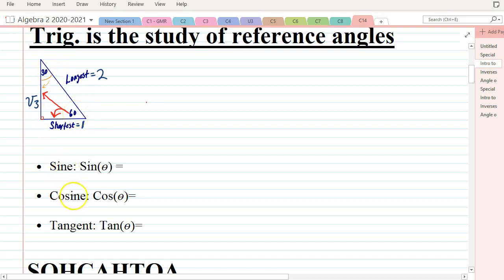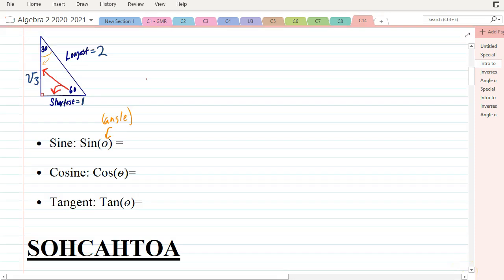Now we say sine, cosine, and tangent of theta. Now theta is an angle, whatever the angle we're looking from. So if I say sine of 30 or sine of 60, that means I'm looking from that angle. Now one way of remembering sine, cosine, and tangent is with SOHCAHTOA.